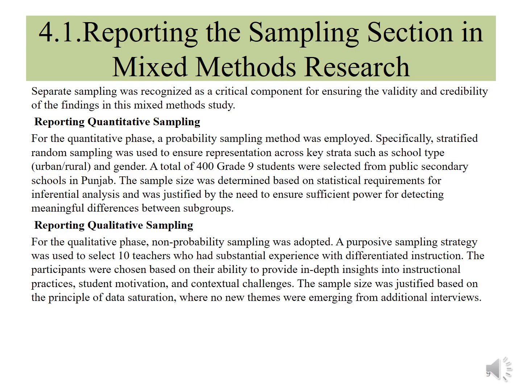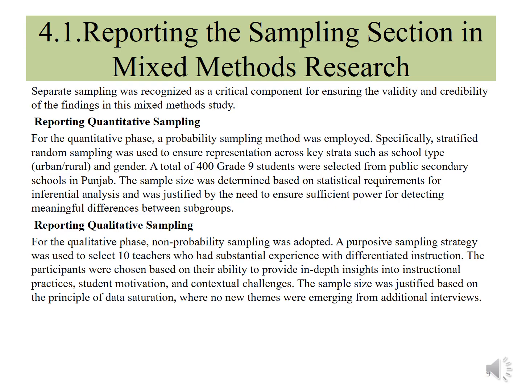Now come to reporting qualitative sampling. For the qualitative phase, non-probability sampling was adopted. Usually we go for it. A purposive sampling strategy was used to select 10 teachers who had substantial experience with differentiated instruction. So see, the purposive sampling and the criteria to select members are the individuals who are part of that very purposive sample.